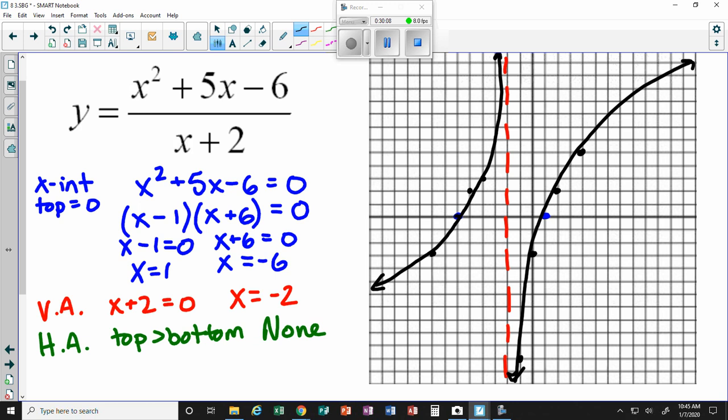So we added the x-intercept piece, the top equal to 0. We added the none piece for the horizontal asymptote, when the degree on top is bigger than the degree on bottom. A lot of the rest of it's the same though.